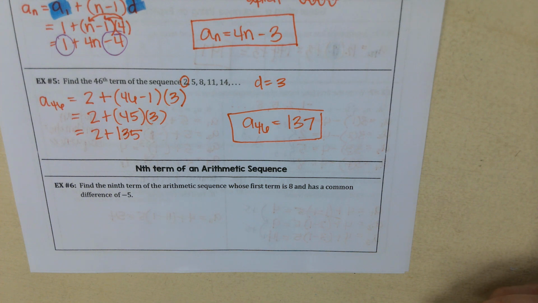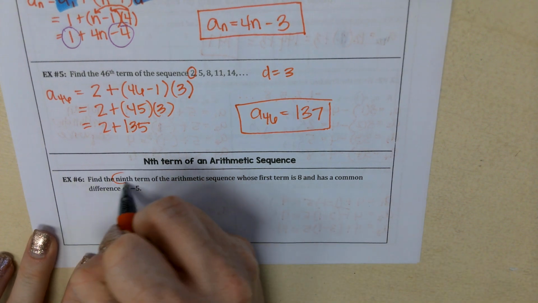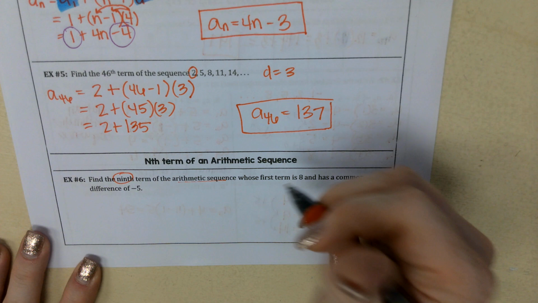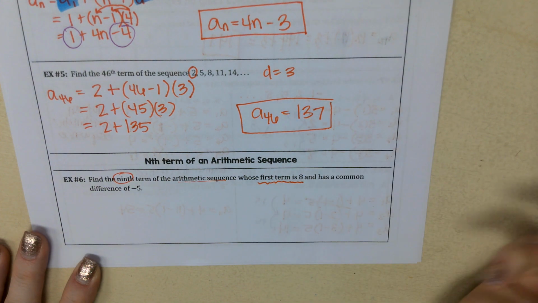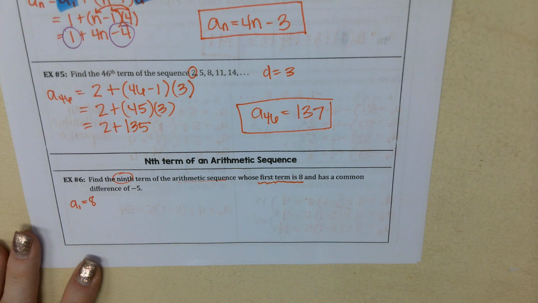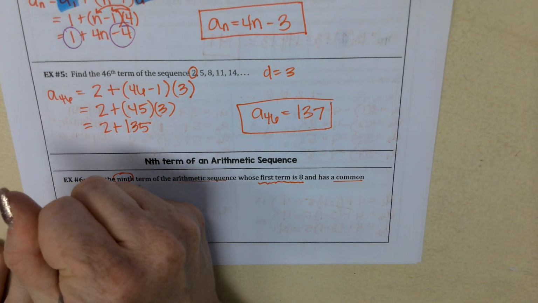Is this so bad so far? Good. Okay. All right, then down here, I'm asked to find the 9th term of the arithmetic sequence whose first term is 8. So A1 equals 8. And has a common difference of negative 5.